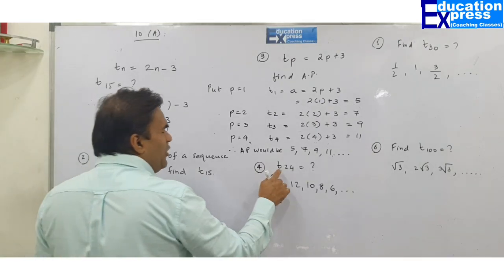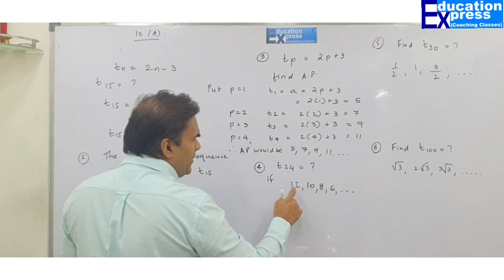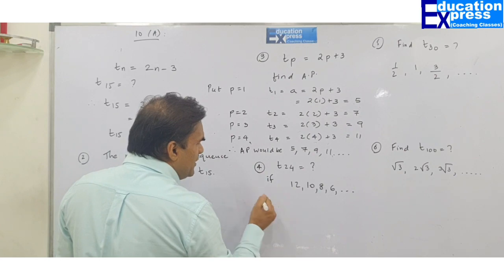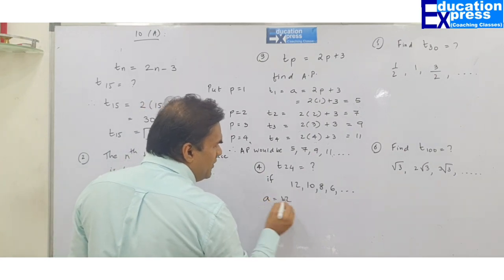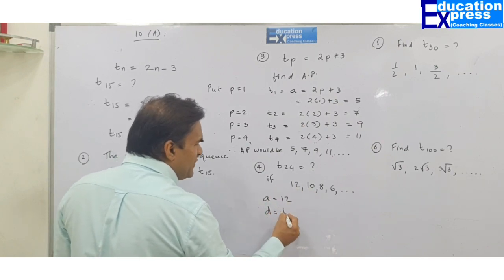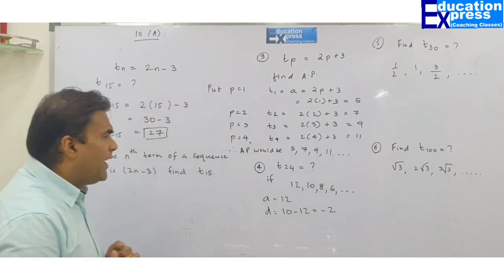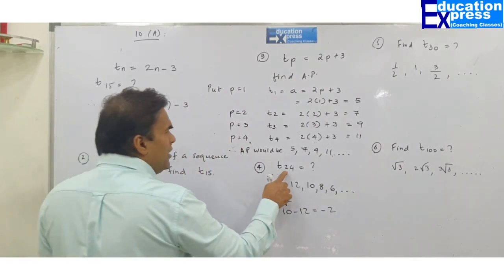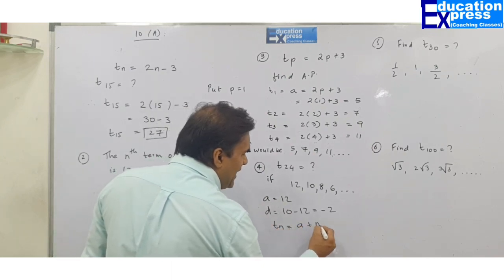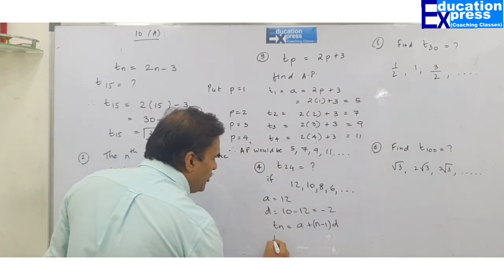Look over here. You have to find the 24th term. It is given that the series is 12, 10, 8, 6. So what would be the first term? Sir, first term is the first number, 12. Difference D equals second term minus the first term, which is minus 2. What we have to find? T24. Please quote the formula. Tn is A plus n minus 1 into D. This is my formula. We have to find 24th term.